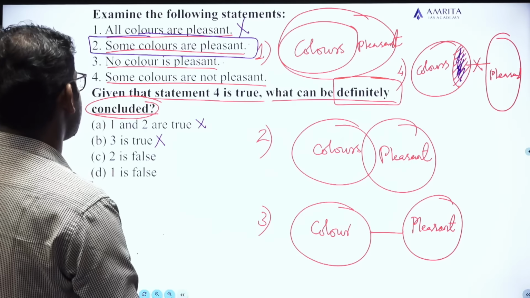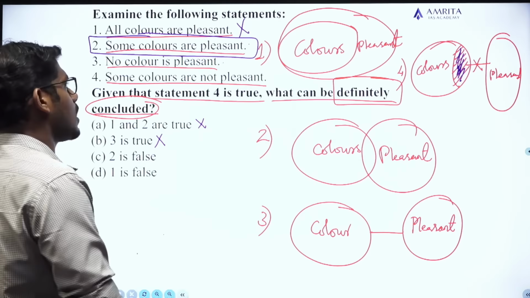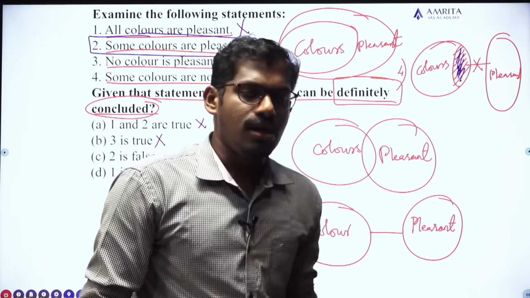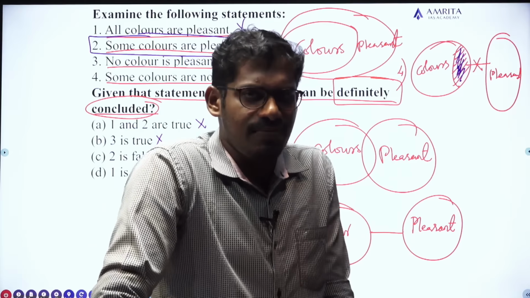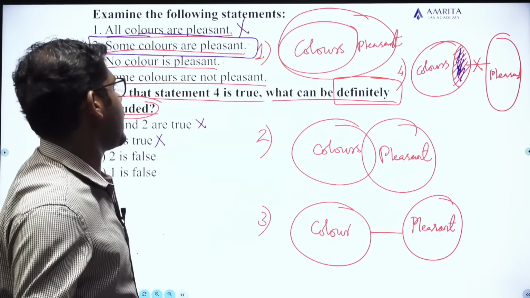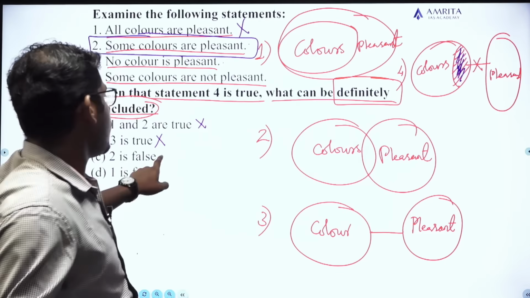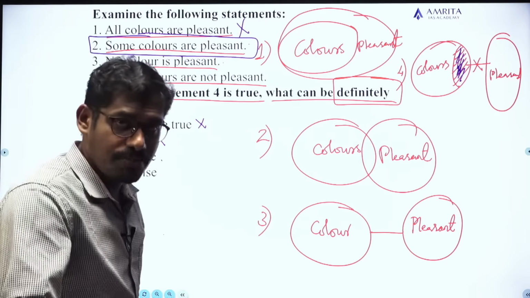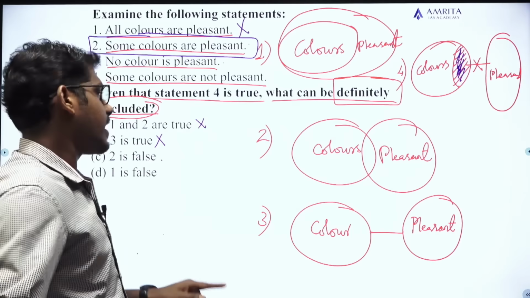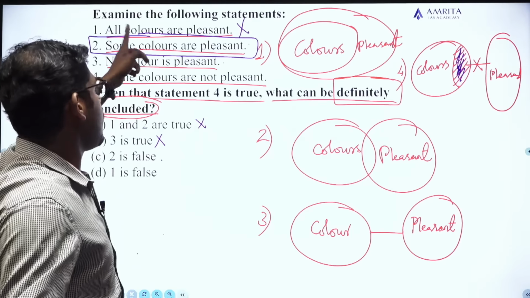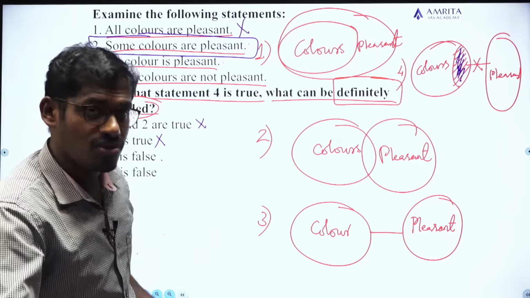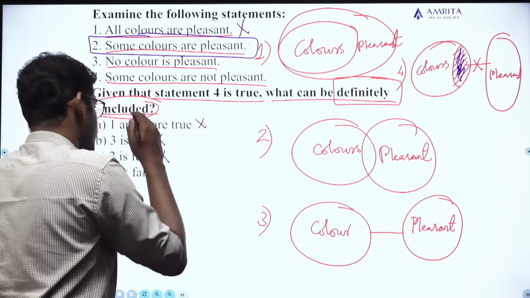2 is false. The second statement is false. Some colors are pleasant is a false statement. Can we say so? We cannot say that some colors are pleasant is definitely false. It can be false, but it can be true also. So, we cannot definitely say that some colors are pleasant is a false statement. So, it is not possible.